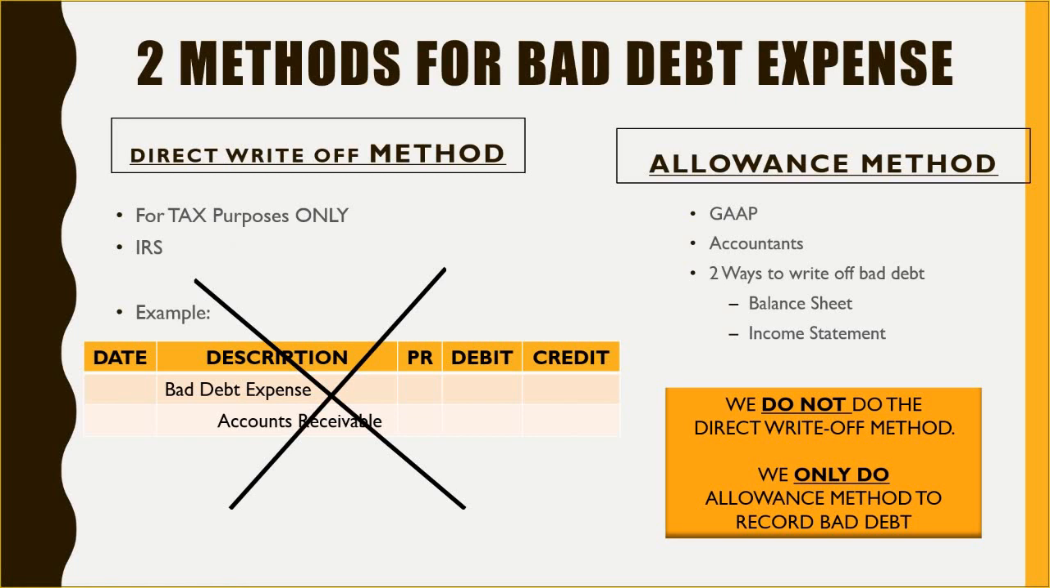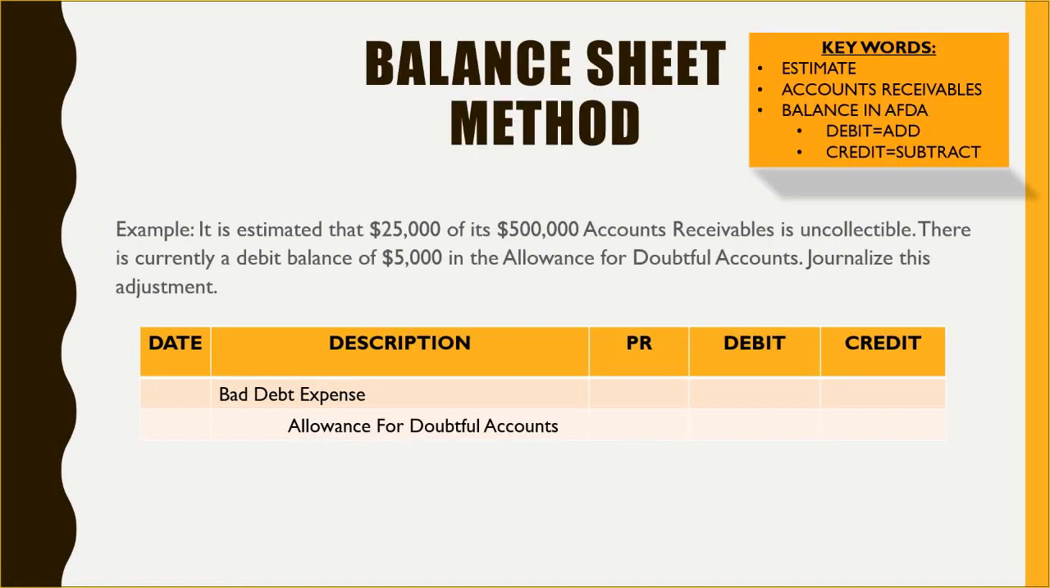So you are unable to use this method, where you are taking the bad debt directly out from the accounts receivable. That is the direct write-off. But what you can do is the allowance method, which is governed by GAAP, and it says that all accountants are able to use the allowance method. But the allowance method is broken down further into two ways. You have to choose one or the other. You can't use both. So you've got the balance sheet method and the income statement method. All right, let's dive right into what those methods are.